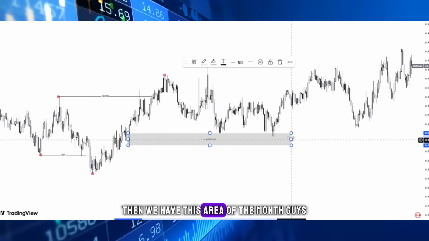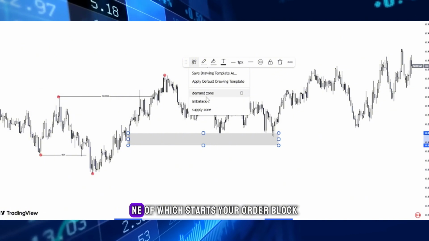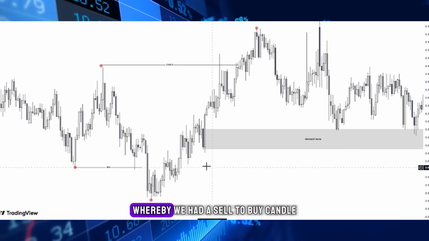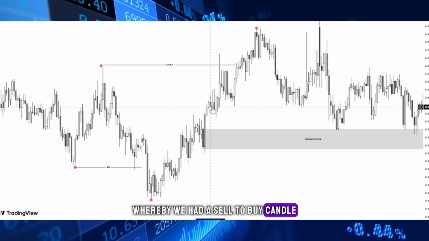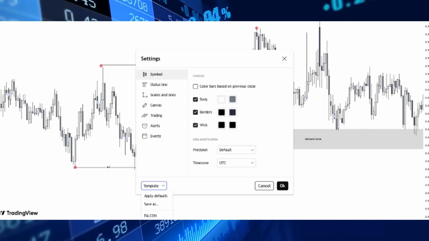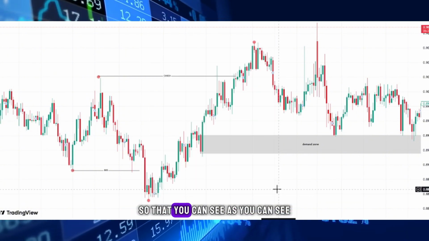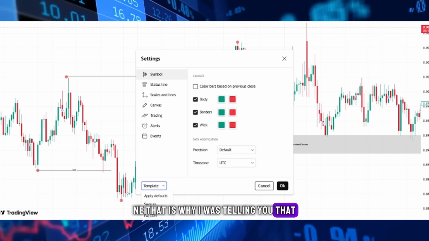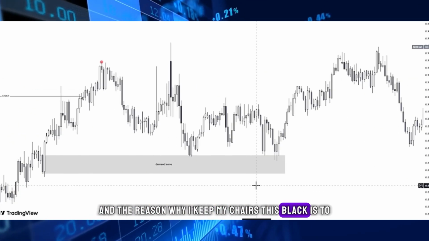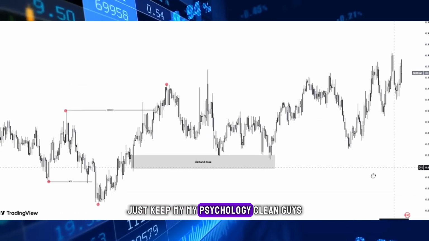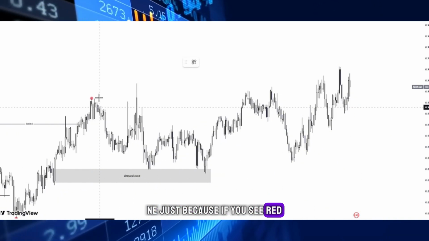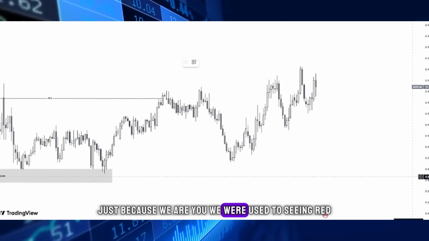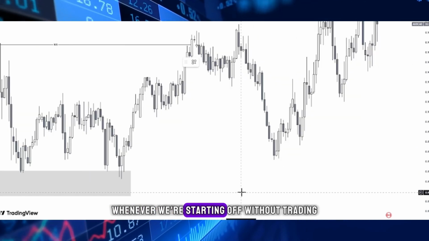Then we have this area of the month, guys, of which that's your order block. And as you can obviously see, this is a bullish order block whereby we had a sell to buy candle. I can also change the candlesticks so that you can see. As we can see, you have your sell to buy candle, guys. And the reason why I keep my charts this black is to just keep my psychology clean, guys. Just because if you see red, you'll get confused or you get scared of the markets, just because we were used to seeing red whenever we are starting off with our trading.